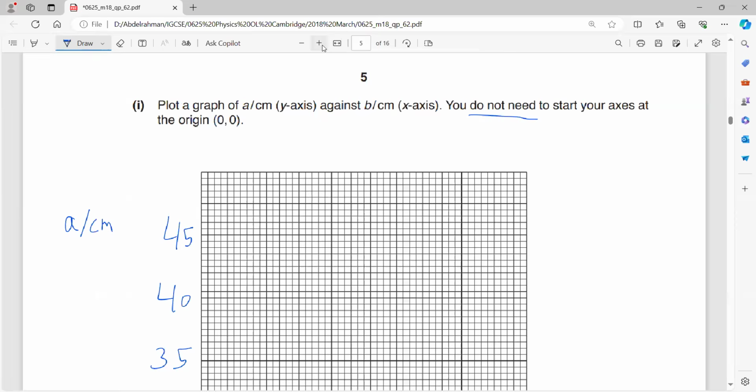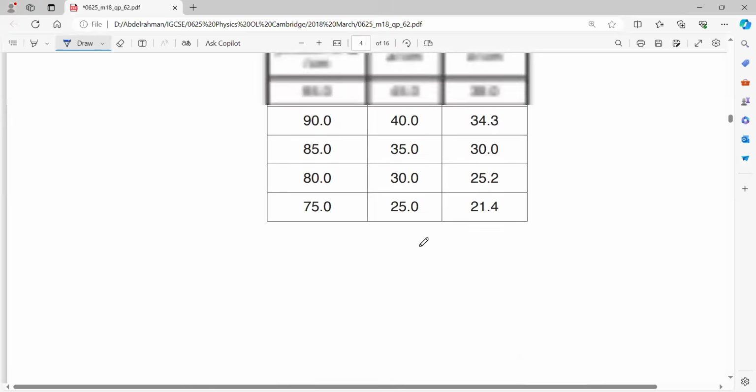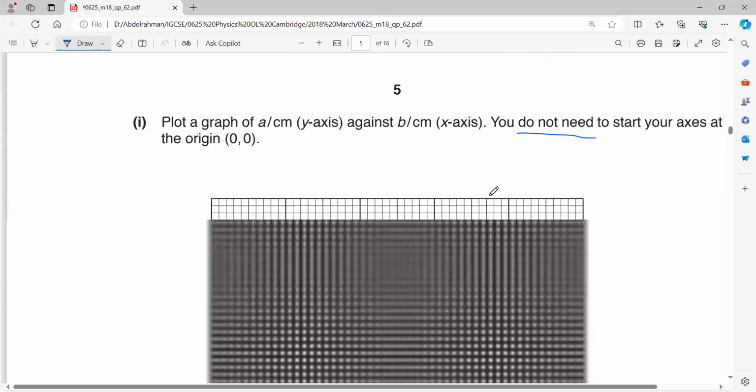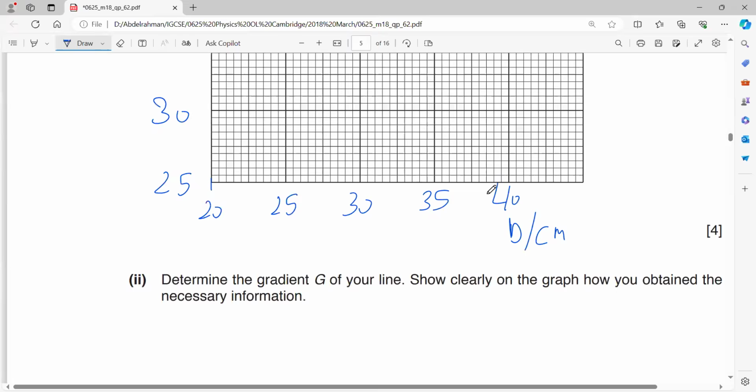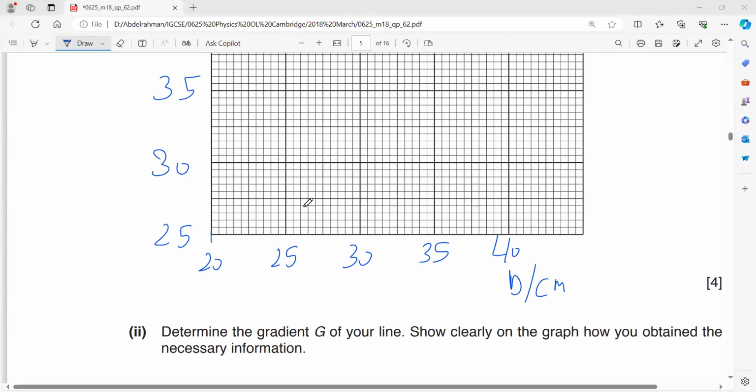Let's zoom in and plot the points. 25 and 21.4, or 21.5. Again, 21.5 and 25. This is after three squares from 20.